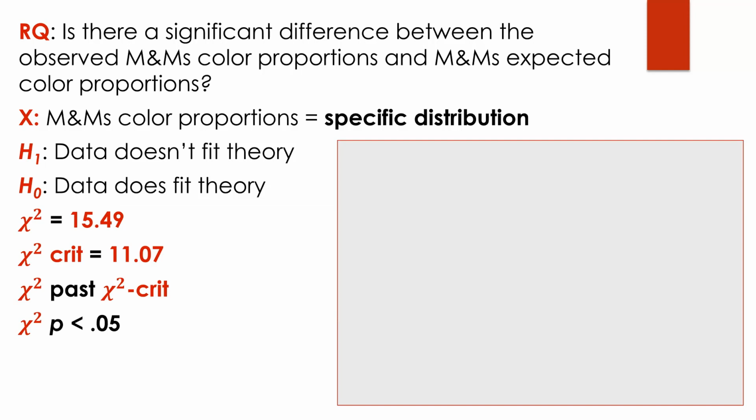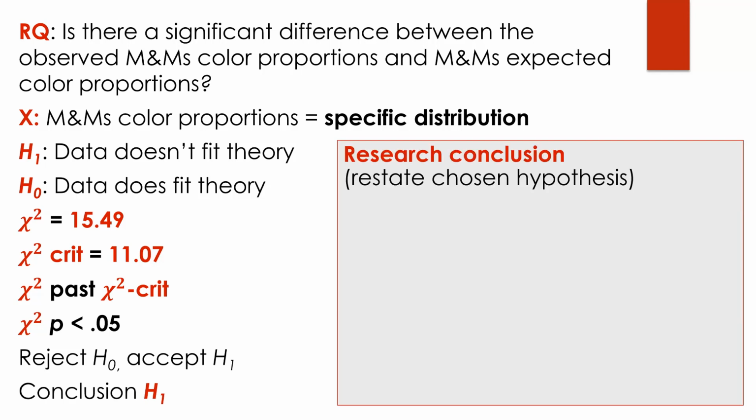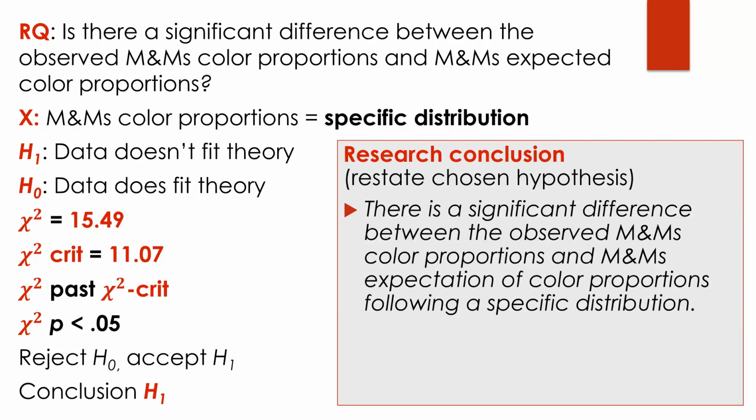So because our chi-square score is statistically significant, we're going to reject the null, and we're going to go with our alternative, and that is your conclusion. So that's your research conclusion. You restate whatever hypothesis you chose to go with. So we're going to restate our alternative. There is a significant difference between the observed M&M's color proportions and M&M's expectation of color proportions following a specific distribution. Very technical conclusion, right?